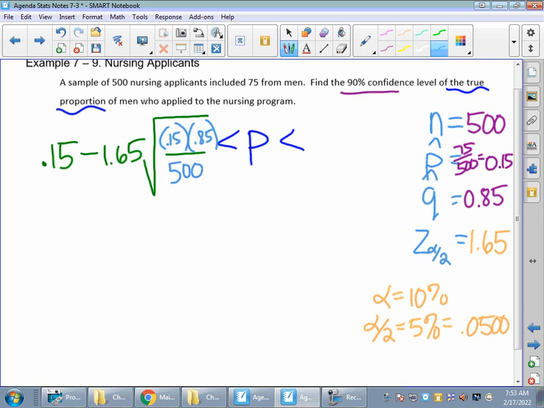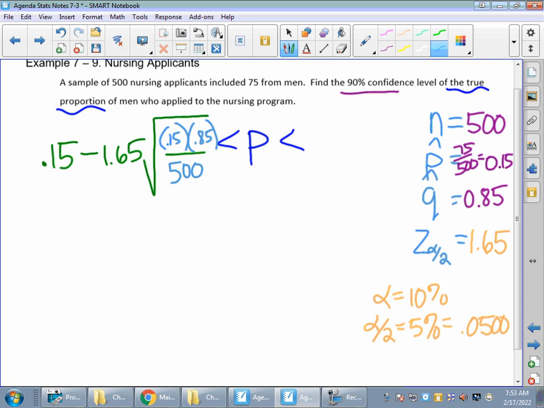Again, the calculation could probably be the hardest part. Without the radical, I do the 0.15 times the 0.85 divided by 500. I then take the square root of the answer, and then I multiply that by 1.65 and go from there. So I do that radical part first. Do whatever makes sense to you, but just be careful when you do this problem. Please make sure you do this problem to make sure you get the same answer.